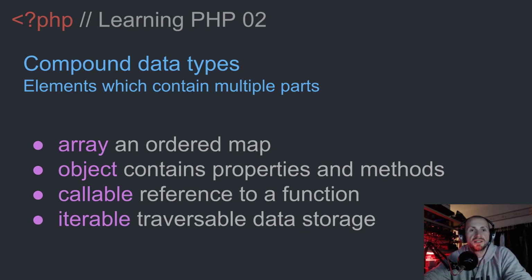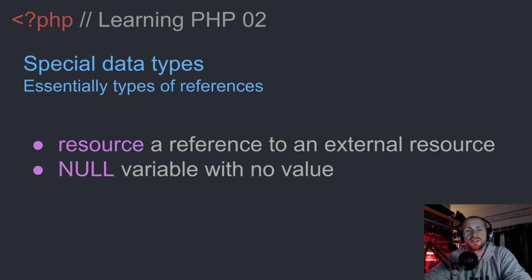Now the final data types that we have are the special data types. Now essentially these are just types of reference. You have a resource, which is just a reference to an external resource, which for instance could be something like MySQL or Memcache or something along those lines, where you're just basically stating I want access to this library through this resource rather than passing it in an object, which is quite clunky and so forth.